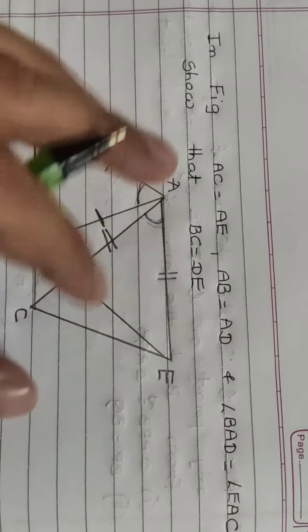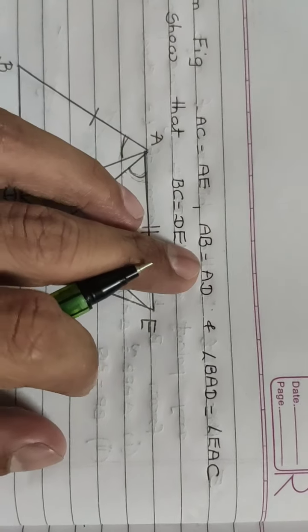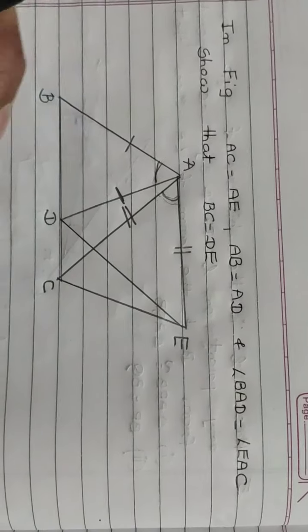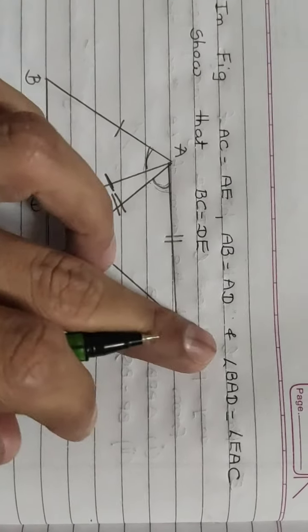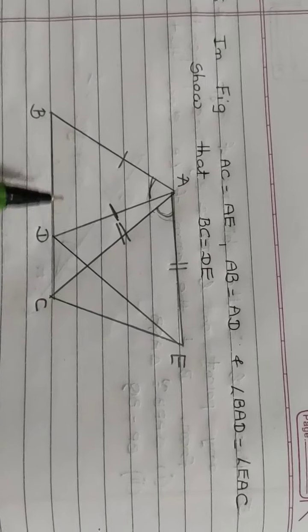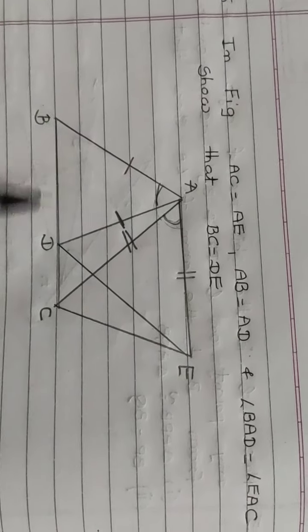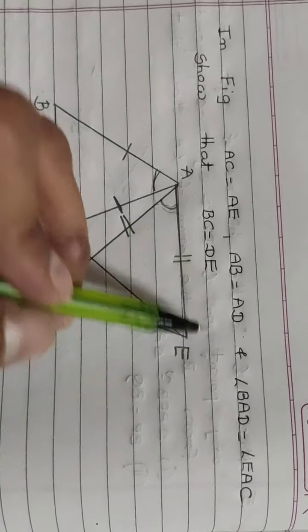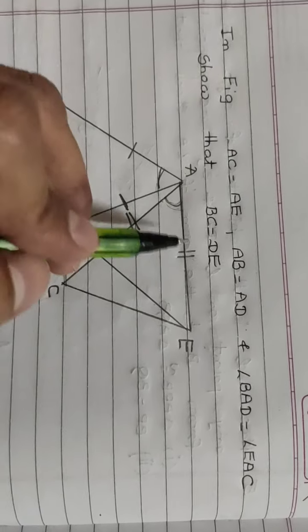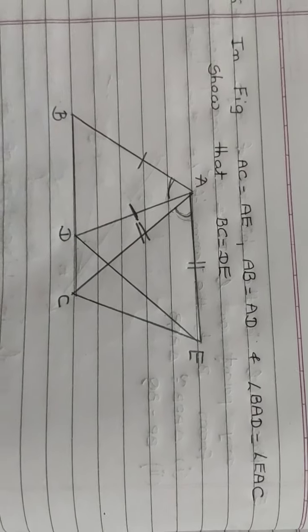Now in the figure, AC is equal to AE and AB is equal to AD. Angle BAD is equal to angle EAC. Now we have to prove BC is equal to DE. That means we have to prove this side is equal to this side. Now if we take the triangles ABC and ADE, this side is equal to this side is given, this side is equal to this side is also given.